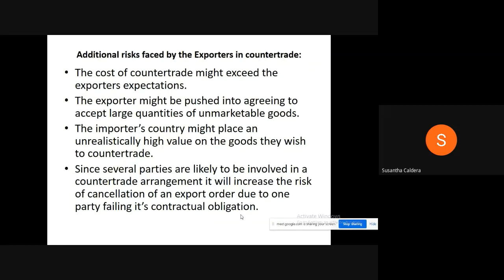Since several parties are likely to be involved in a counter trade arrangement, it will increase the risk of cancellation of an export order due to one party not following its contractual obligations. The last one, can you understand? The risk of cancellation of an export order due to one party not following its contractual obligations.